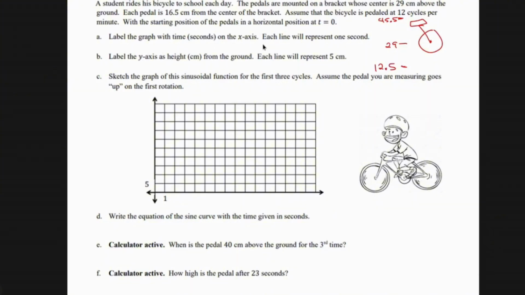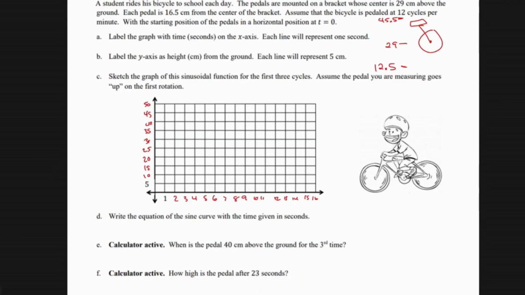Label the graph x with time, so each line will represent 1 second. Okay. So 2, 3, 4, 5, 6, 7, 8, 9, 12, 13, 14, 15, 16. All right. Label the y-axis. We're doing 5 centimeters, so 10, 15, 20, 25, 30, 35, 40, 45, 50.